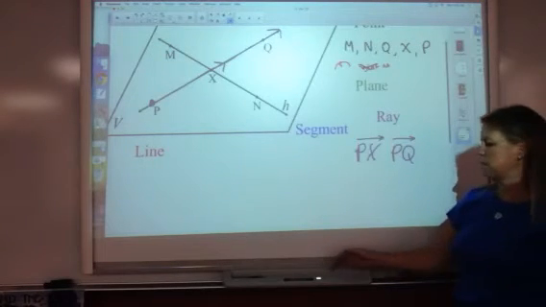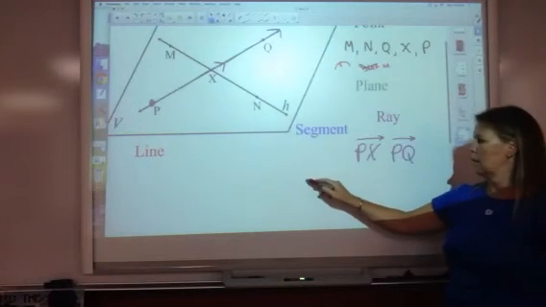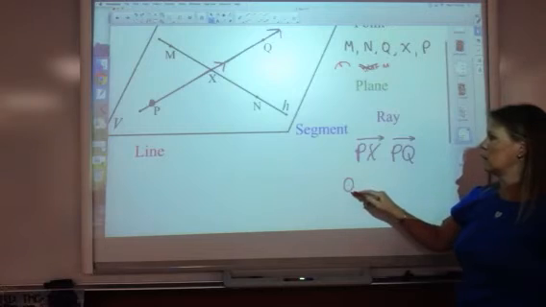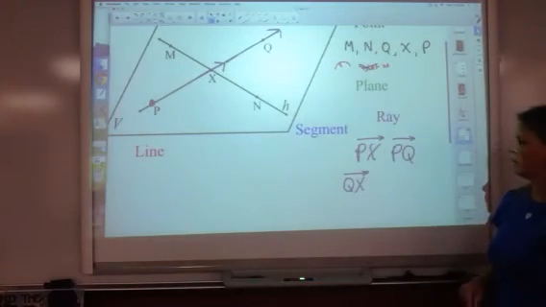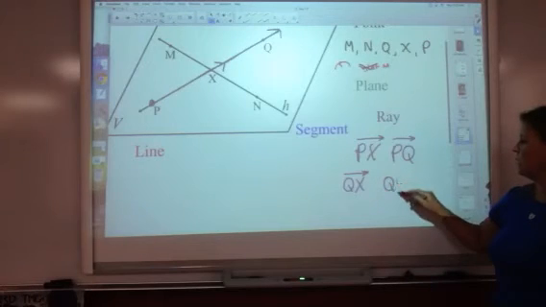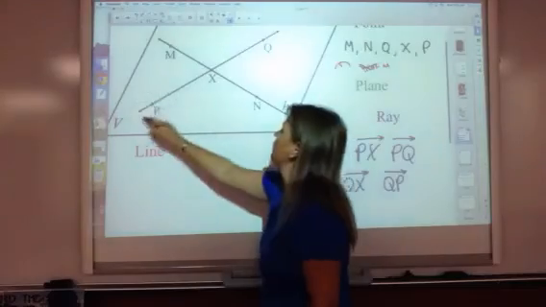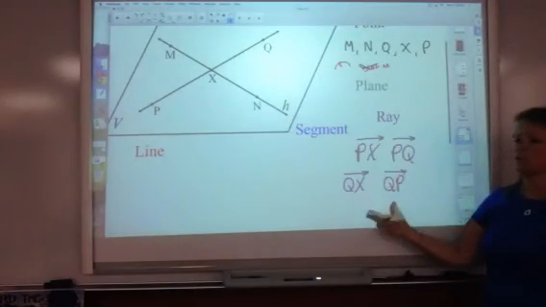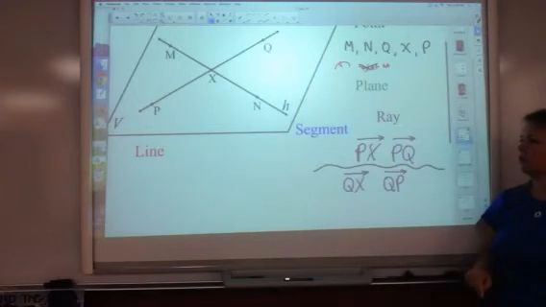Not the same as the reverse direction. Okay, a different ray would be if you called it ray QX. Ray QX or ray QP. If somebody who knows their geometry and understands vocabulary and notation saw these two writings on here, I'm going to separate them, and you probably should too. These are two different rays.